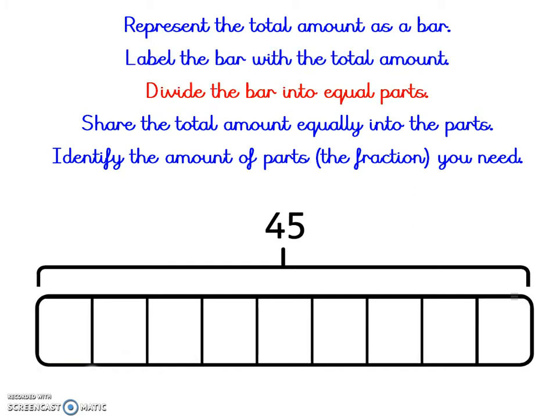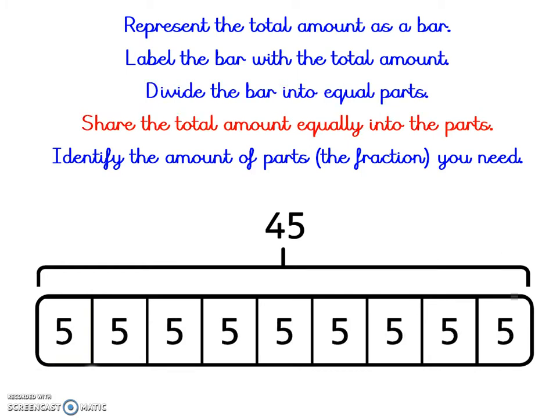The next stage that we've looked at is dividing the bar into equal parts. So however many parts you want to share that thing into, so for example, we've got our 45 that we've shared equally into 9 parts. You want to separate your bar, so if you're working in quarters, it'll be in 4, fifths, 5, and so on. But make sure you're separating that whole bar, that total amount, into that many equal parts.